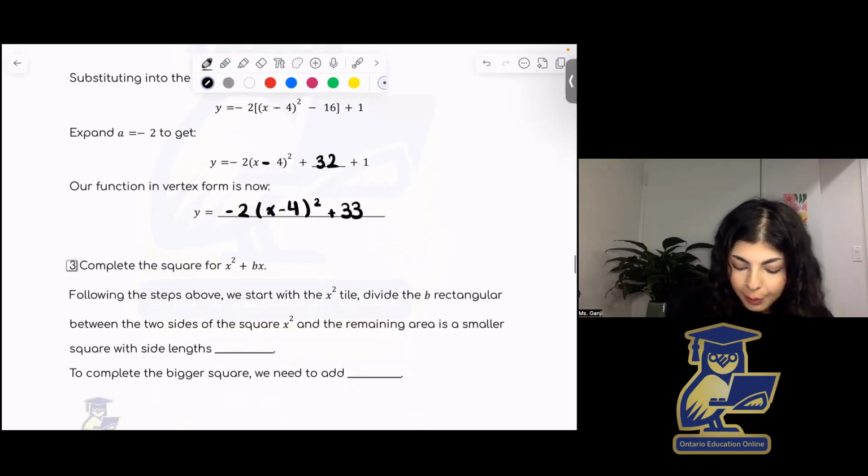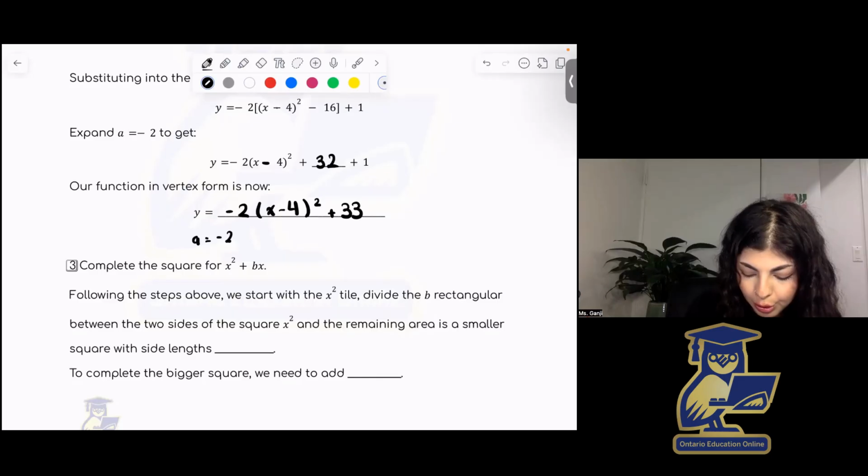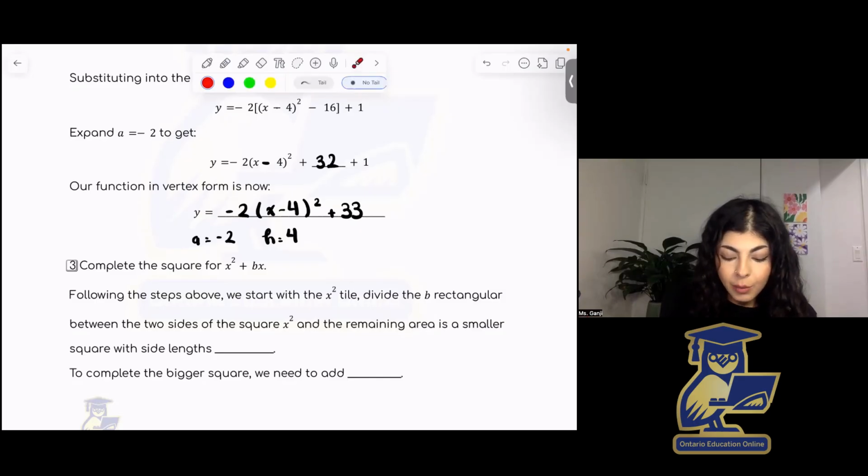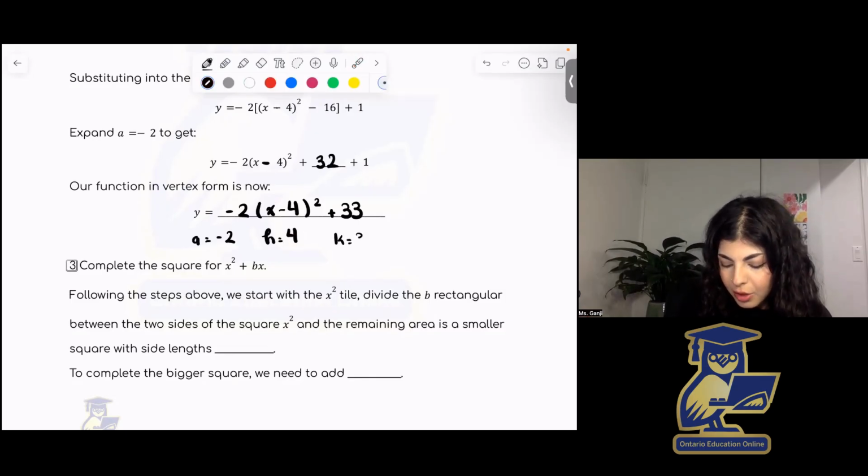And so now here we have a is negative 2. We have h is 4 here, because remember, it was x minus h, so minus 4, just 4. And k would be 33.